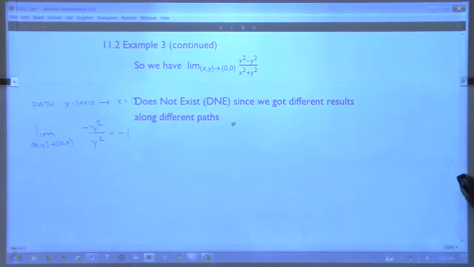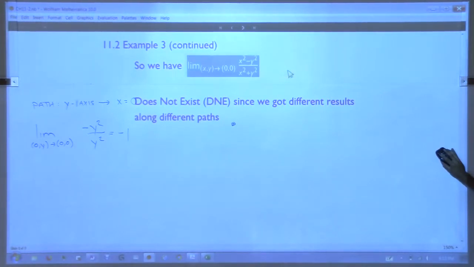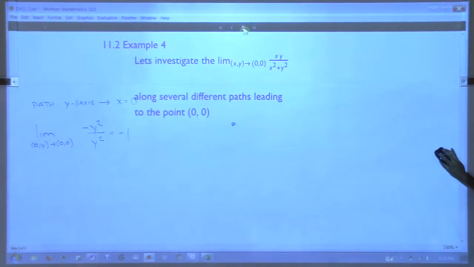All right. So what do we say? The end of the story here is that this limit does not exist. The limit doesn't exist because it's got two different answers. All right, let's try that one.